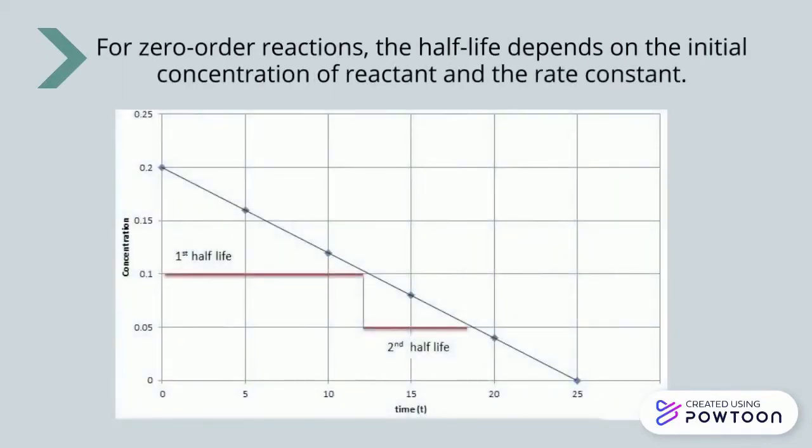Below is a graph of time t against concentration A in a zero-order reaction. Several observations can be made. The plot is a straight line with negative slope equal to negative k. And the half-life of a zero-order reaction decreases as the concentration decreases.